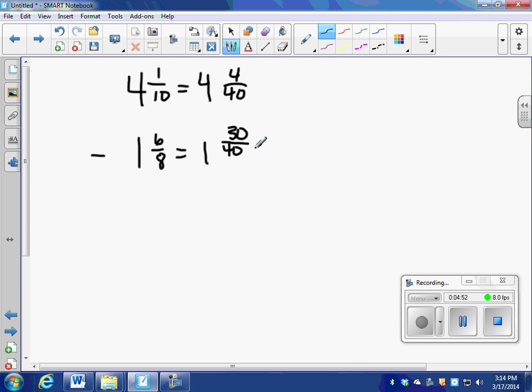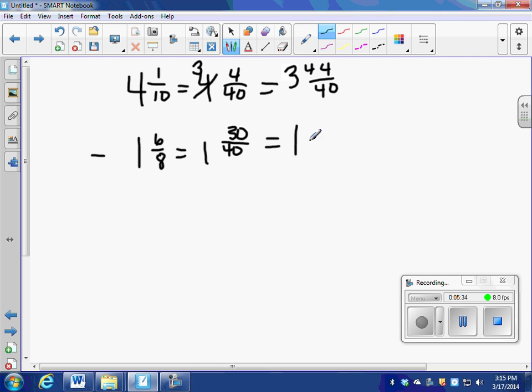So at this point, I've got a couple of options. The first thing I could do is borrow, and this is probably the easiest thing to do. What I'm going to do is I'm going to borrow a whole from this 4, and I'm going to make it a 3. I'm going to take the whole that I borrowed and I'm going to change it into 40/40ths. So now what I have is 3, and I'm going to take 40/40ths plus 4/40ths to get 3 and 44/40ths. So I just created an equivalent fraction. This is equivalent to 4 and 1/10. All of these are equivalent to each other, so I haven't done anything fancy.